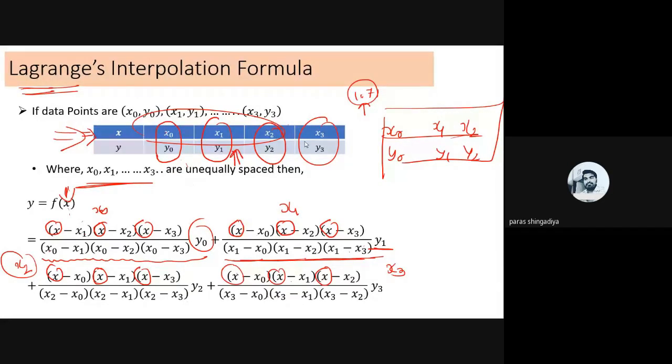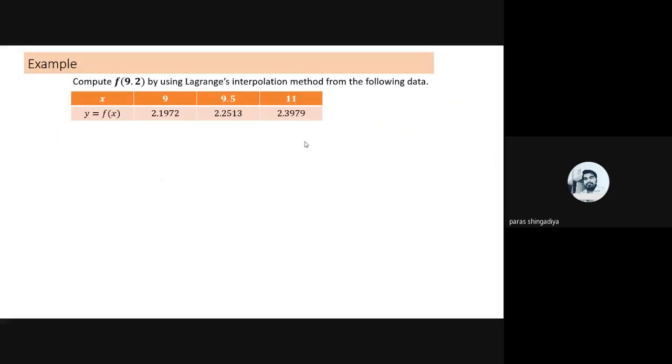So let's use this formula for this first example. Compute the f of 9.2 by using the Lagrange interpolation method from the following data. Here the method is already mentioned, so we'll use the Lagrange interpolation method. But if it is not given in the question, then you have to check first which method is suitable for this data. First we'll check the values of x, and if it is equally spaced data, then we can apply Newton forward, otherwise Newton backward.